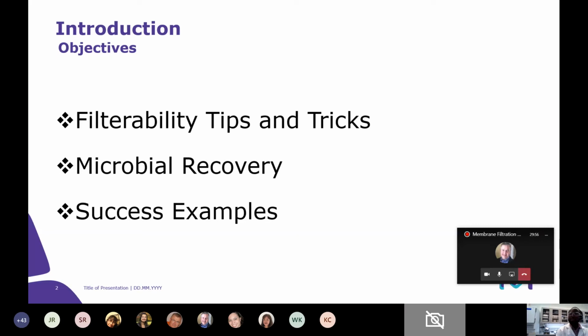We will be talking about filterability. As it is, filtration is the recommended method, if possible, by the USP in the industry. We all know that's easier said than done. It can be challenging. It does have its advantages, though, when it's possible.